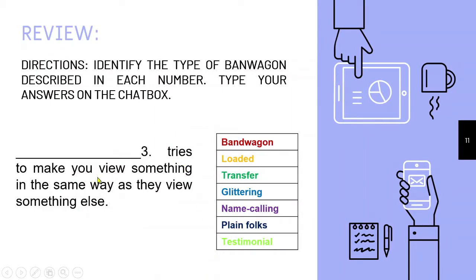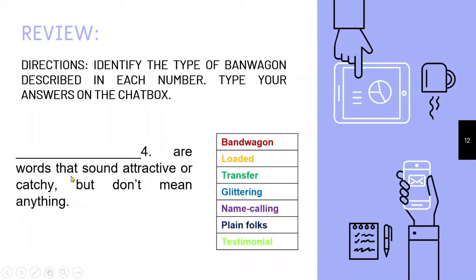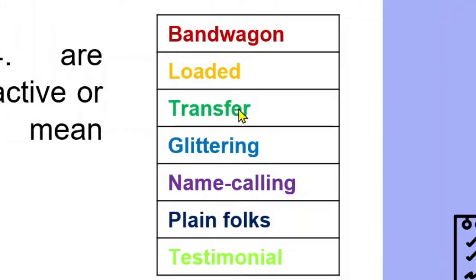Number 3. Tries to make you view something in the same way as they view something else. What type of propaganda device is this? Bandwagon, loaded, transfer, glittering, name-calling, plain folks, or testimonial. Next, number 4 are words that sound attractive or catchy but don't mean anything. Bandwagon, loaded, transfer, glittering, name-calling, plain folks, or testimonial. Write your answer on your paper.